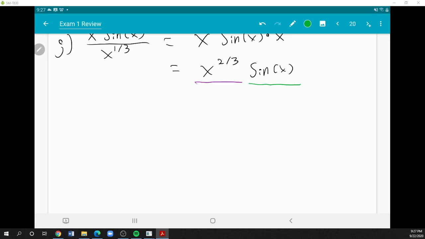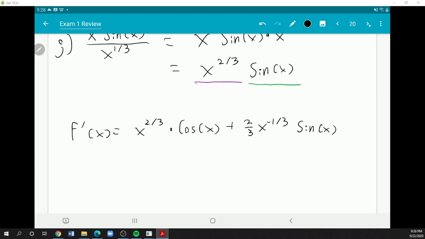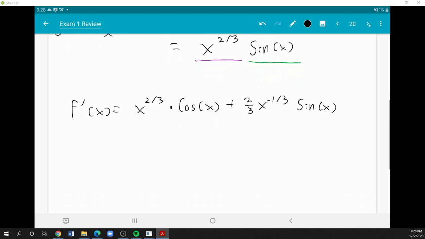So I get, taking a derivative, first, x to the 2/3 times the derivative of the second, which is cosine of x, plus derivative of the first, 2/3 x to the minus 1/3, sine of x. And again, it would be fine to leave it like this, but later on we're going to search for zeros, so I think it would be good practice to do that now.